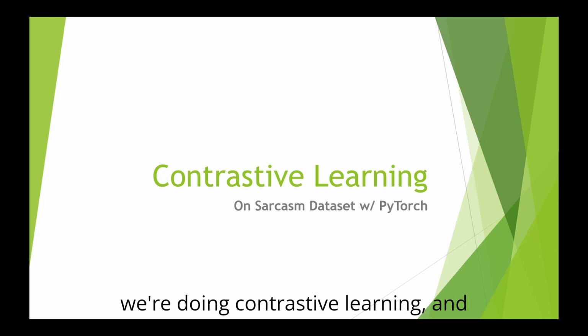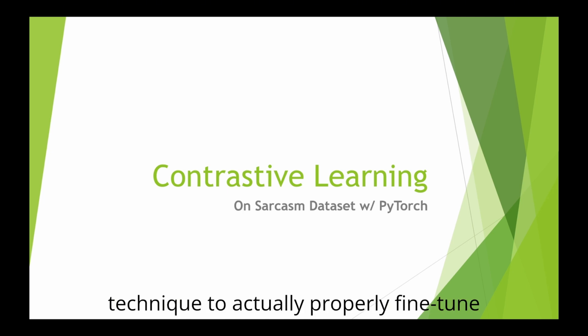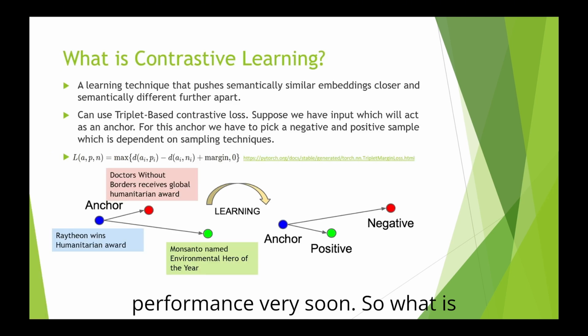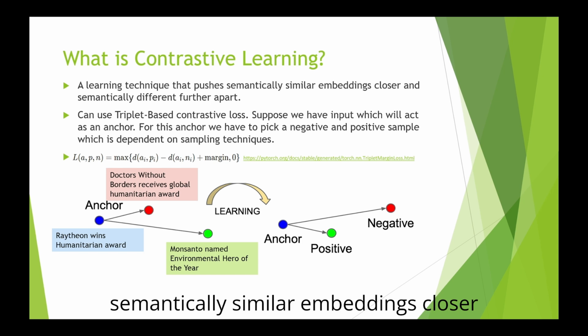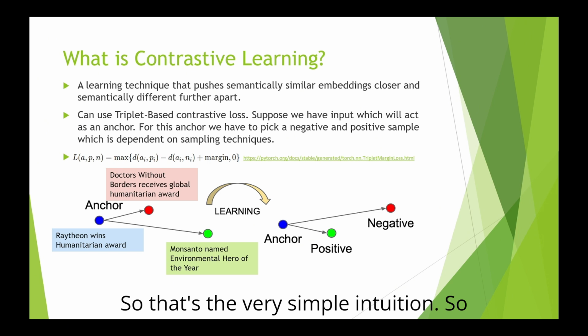Here we're doing contrastive learning and we're going to use a sarcasm dataset. Contrastive learning is a very nice technique to properly fine-tune our embeddings, and we will see the performance very soon. So what is contrastive learning? It's simply a learning technique that pushes semantically similar embeddings closer and semantically different ones further apart. So that's the very simple intuition.